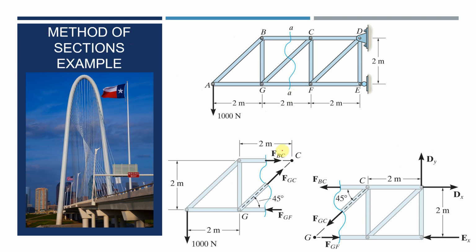You only want to know FBC, FGC, FGF. You don't want to know everything. You have this load right here. And we have the second half, by the way, over here. So, like the method of joints, we find the overall loads, 1,000 newtons. Well, what's it going to do at D and E? E is a roller, so it's just one directional.